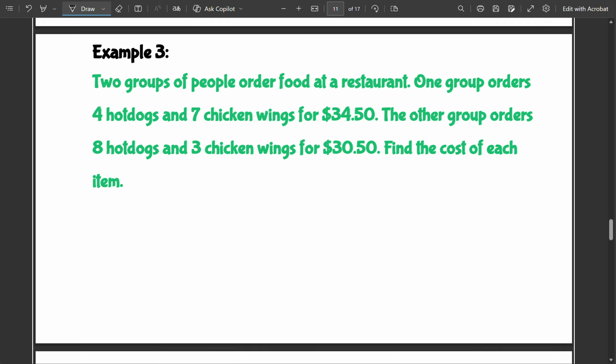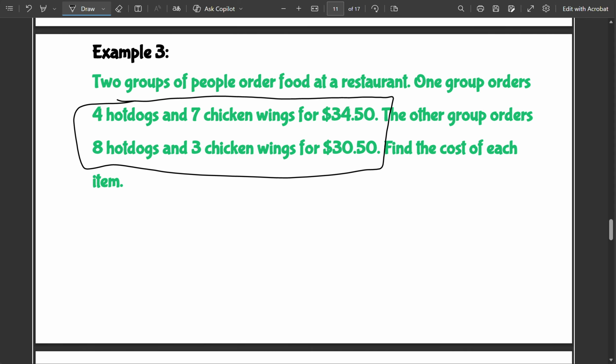So if you're looking at this, you might almost be able to see we already have a system here. So let's do some let statements. That's what we want to start with to know what our variables represent. So let H equal the number of hot dogs, and let C equal the number of chicken wings.